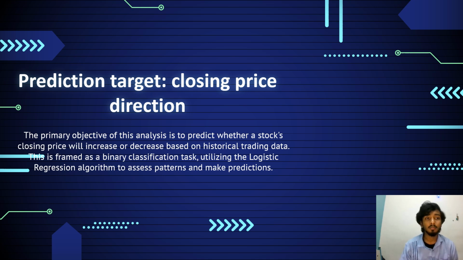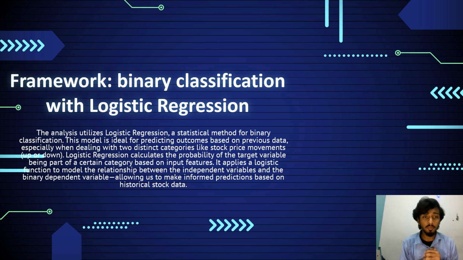The second point is the framework: binary classification with logistic regression. The analysis utilizes logistic regression, a statistical method for binary classification. This model is ideal for predicting outcomes based on previous data, especially when dealing with two distinct categories like stock price movement up or down.